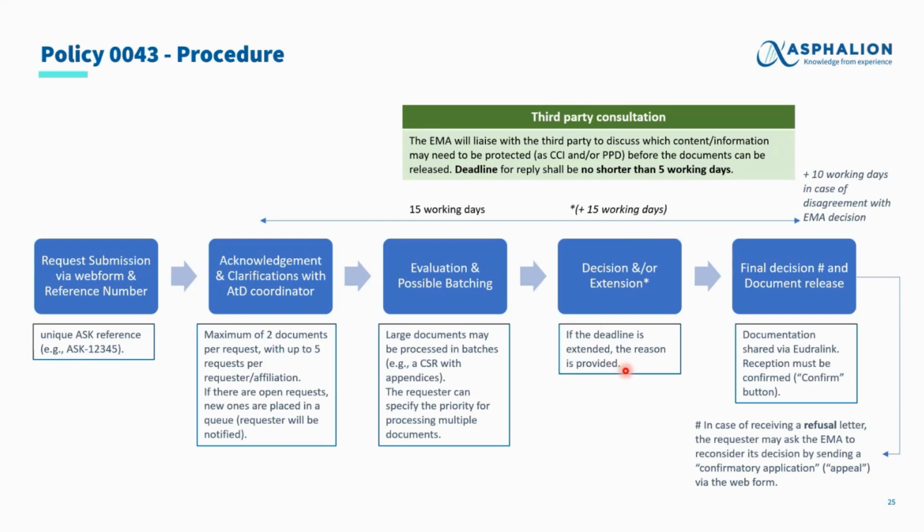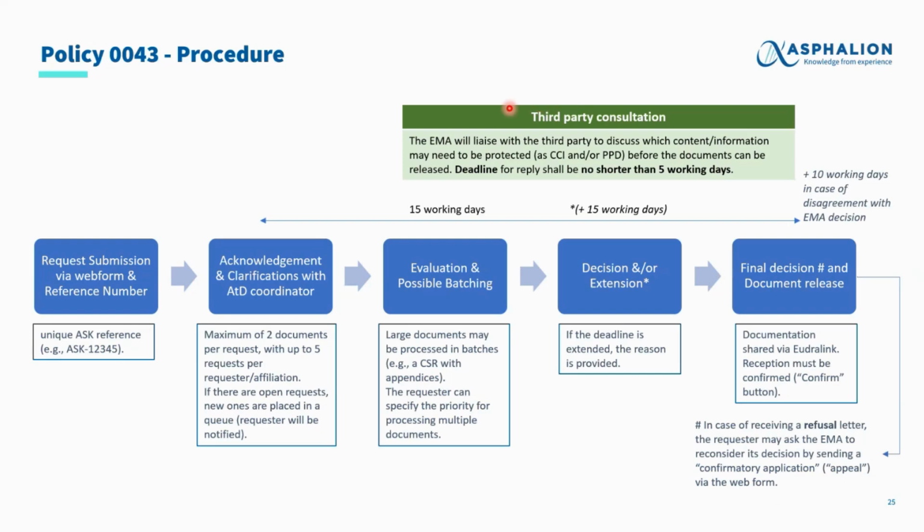A reason will be provided in case of extension, and then after all this process, the final decision and document release will be received by the requester. If the documents are sent to the requester, this would be done via UDRA-link, and the reception must be confirmed to inform the access to documents coordinator, but also a refusal can be received about the request. So in case of receiving a refusal, there is also the option to ask the EMA to reconsider this decision by an appeal via the web form.